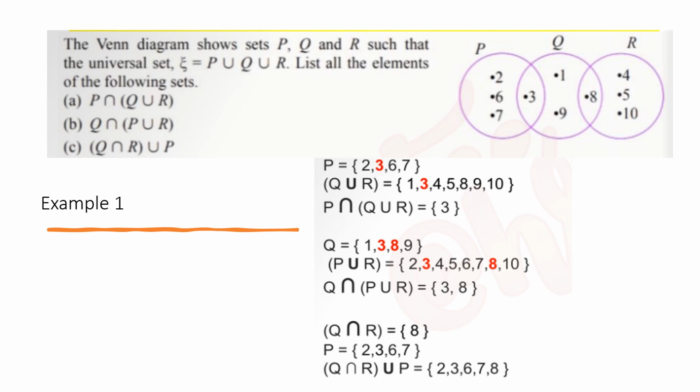And then between these two, you see what is intersecting. So you can see here the common elements are 3 and 8. So Q intersect P union R will be 3 and 8.